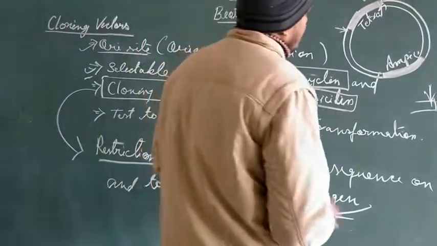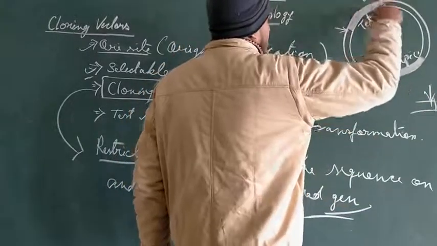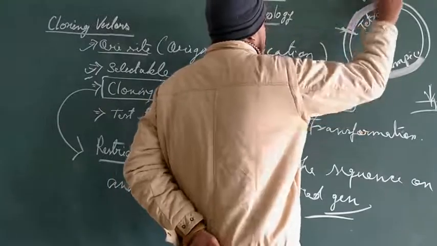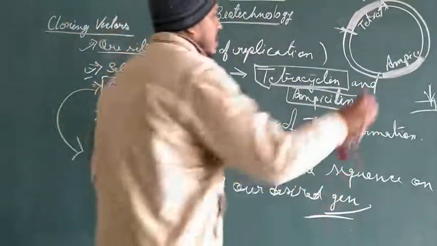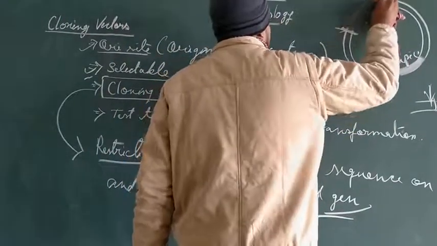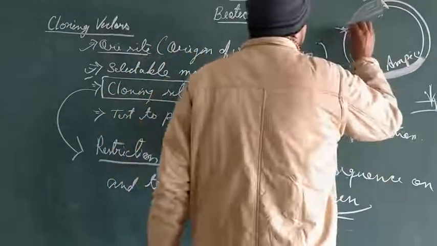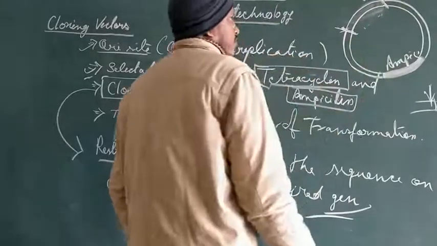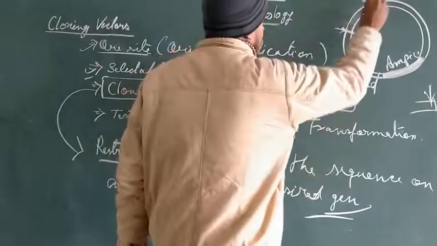So what will happen? Once we use the restriction enzyme and we cut out this particular sequence, suppose that the restriction enzyme is going to cut here. Now what will happen? After removal of this sequence, we integrate our desired gene, which is going to be fixed here. Now with the help of DNA ligase, that is going to be joined here.